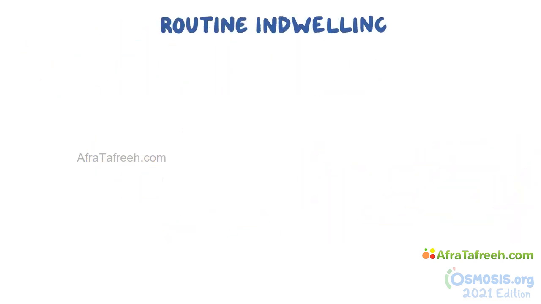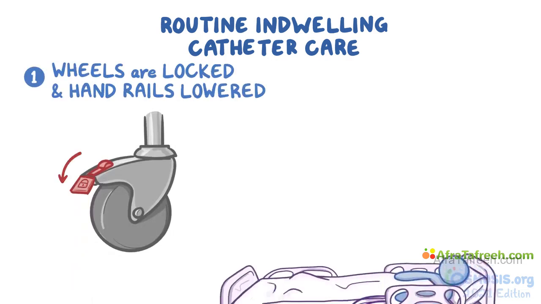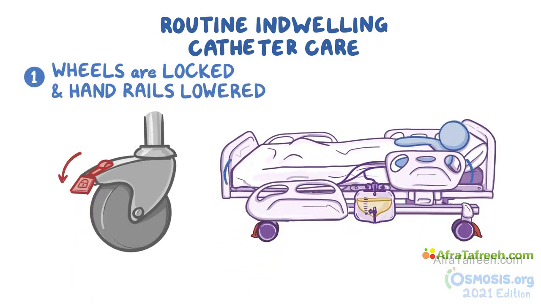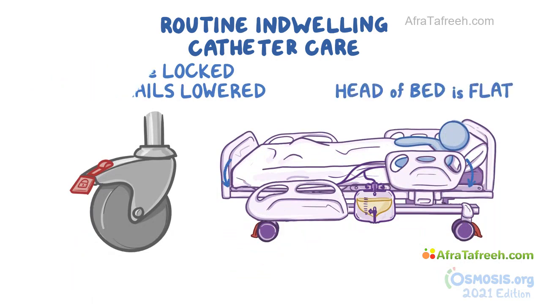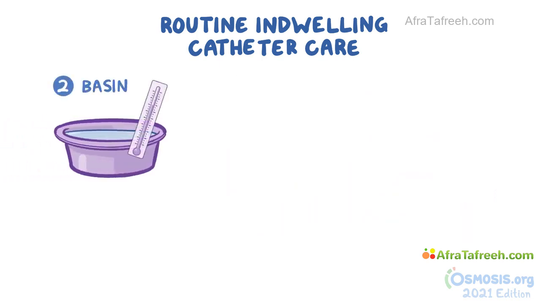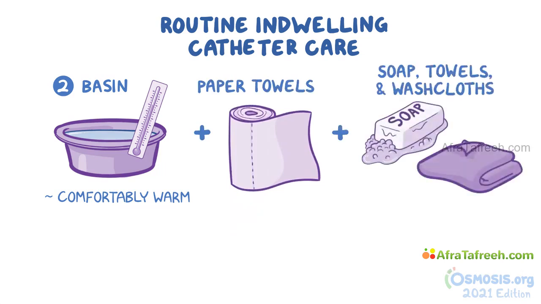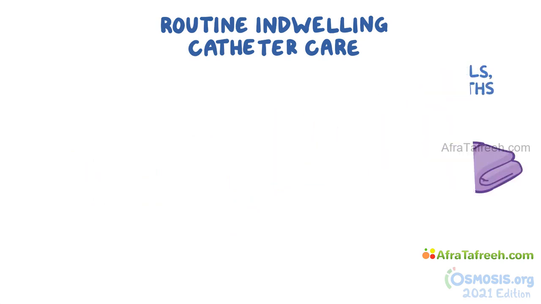Alright, for routine indwelling catheter care, start by making sure that the wheels on the bed are locked, and the side railings on the working side are down. Lower the head of the bed so that the bed is flat. Fill the wash basin with water and check that the temperature is comfortably warm. Cover the over bed table with paper towels and use it to place the basin together with soap, towels, and washcloths. Next, put your gloves on.